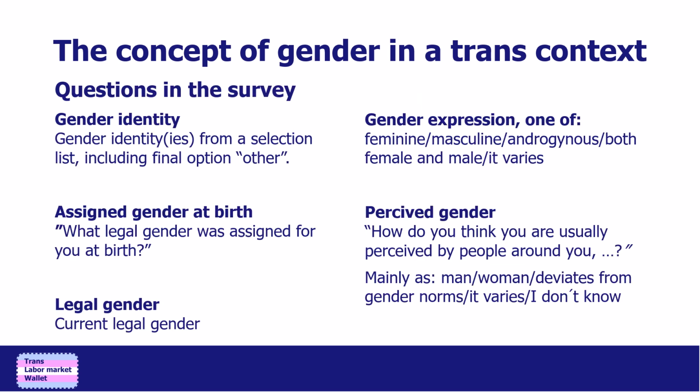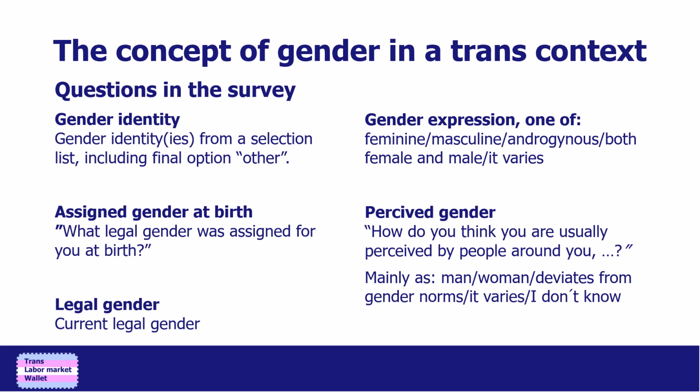So we asked a lot of questions about gender in the survey. We asked about gender identity, where people could select their gender identity, one or many, from a selection list, including the final option other. We asked about assigned gender at birth, which is what legal gender was assigned for you at birth. That's the same as the abbreviations AFAB and AMAB, assigned female at birth and assigned male at birth. We asked about legal gender, which was their current legal gender.